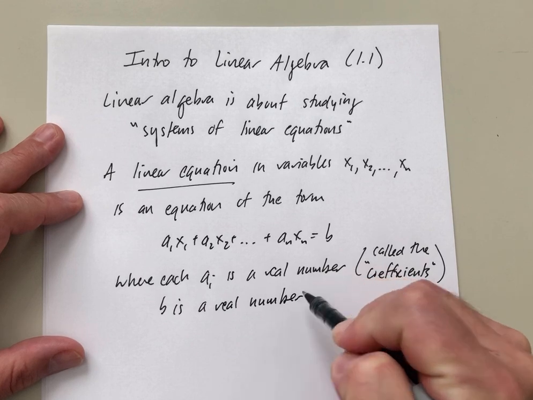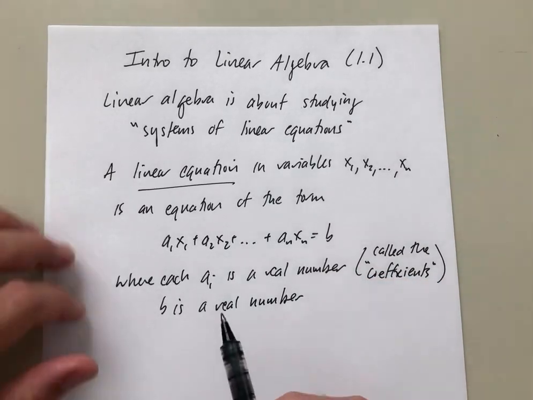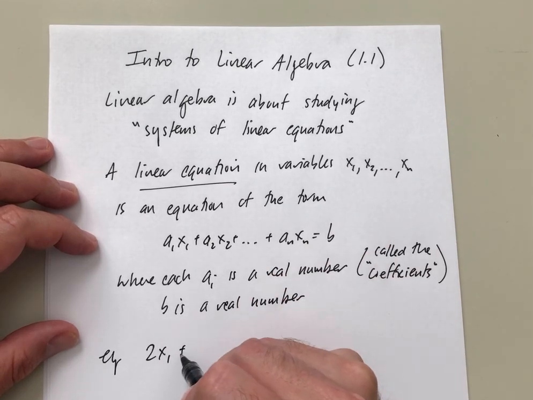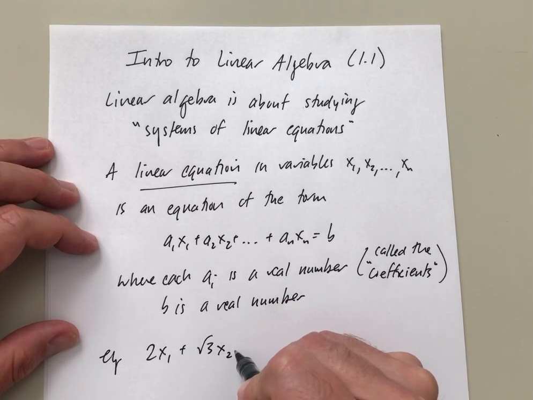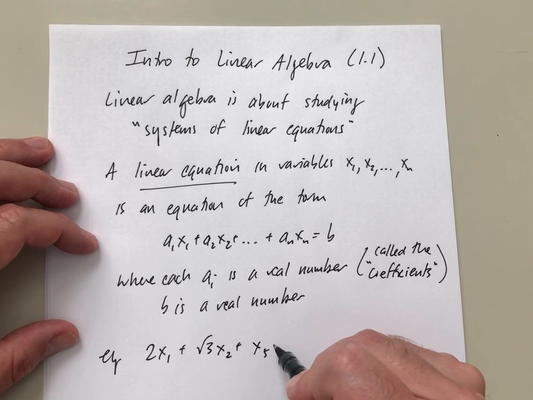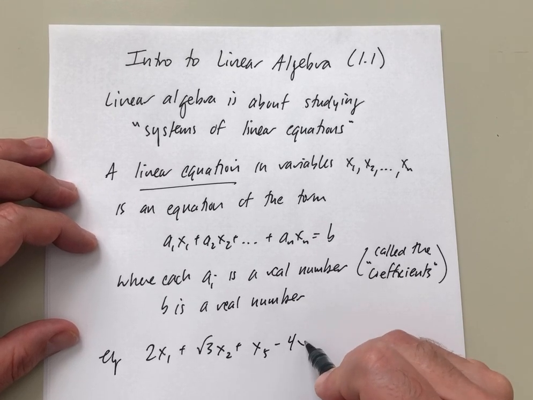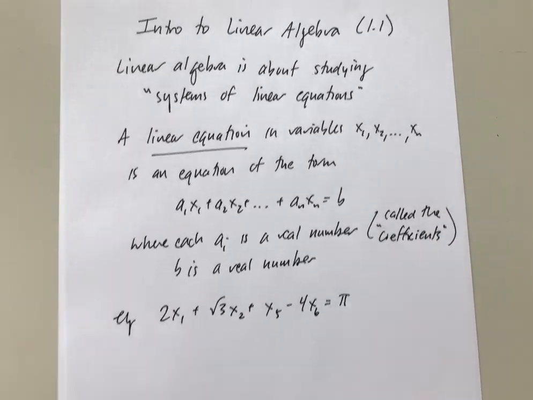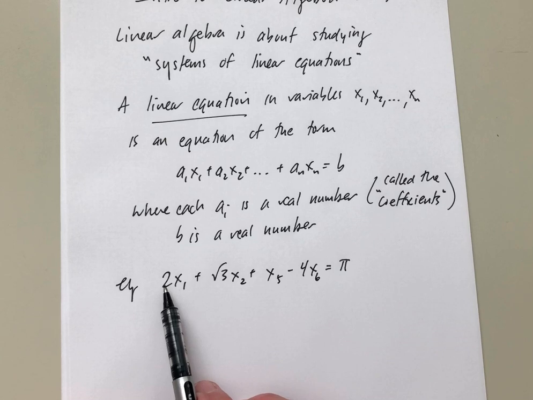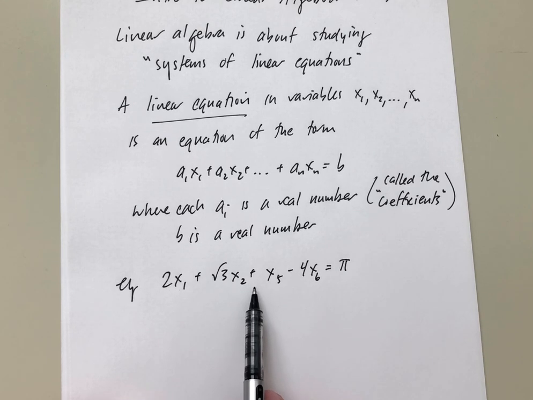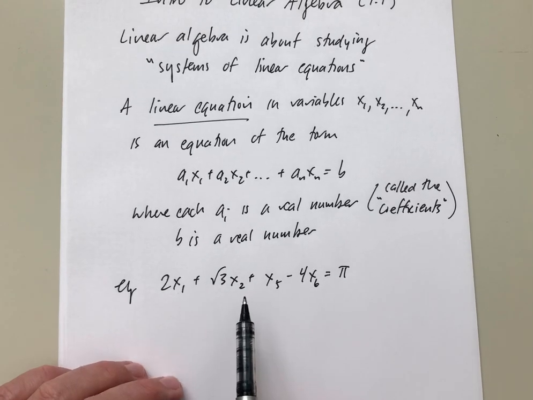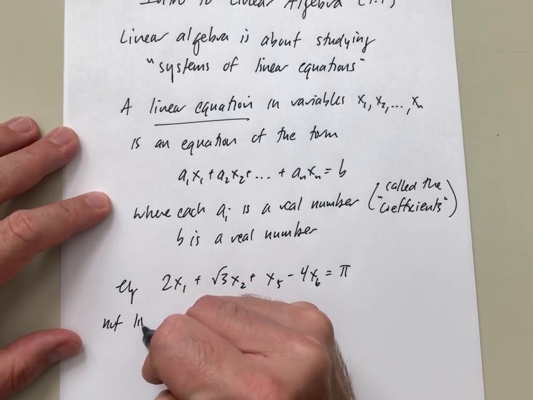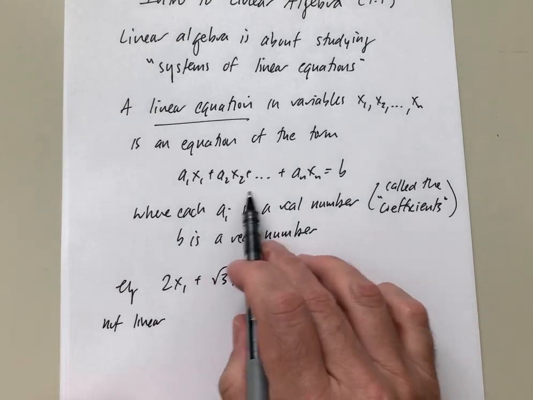In some sense, these equations are the simplest you could hope for. Let me give you an example. For example, 2x1 plus root 3 x2 plus x5 minus 4x6 equals pi. That's a linear equation, because I've got each variable times a real number. Now, x3 happens to have 0 in front of it, as does x4. That's allowed. What's not linear is when I start multiplying the xi's together.